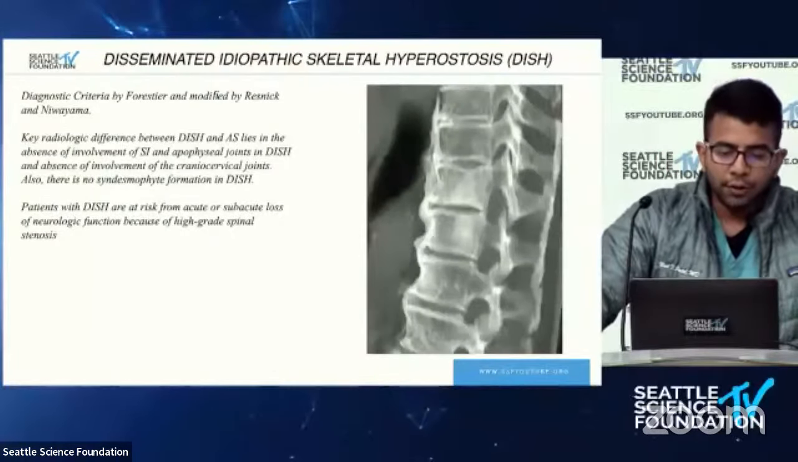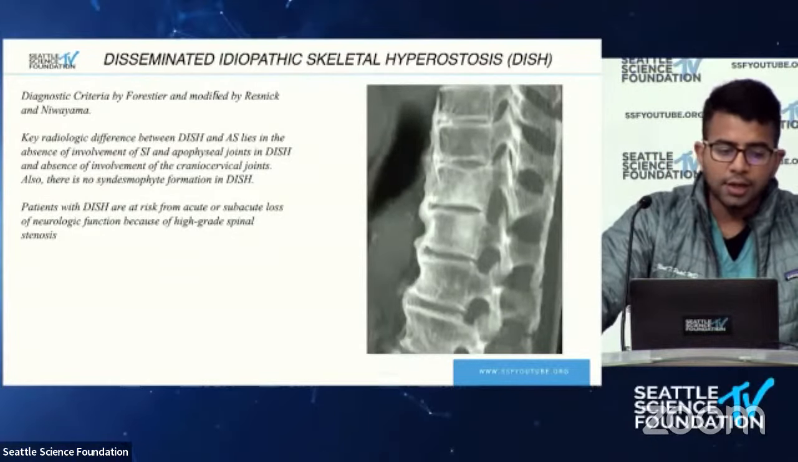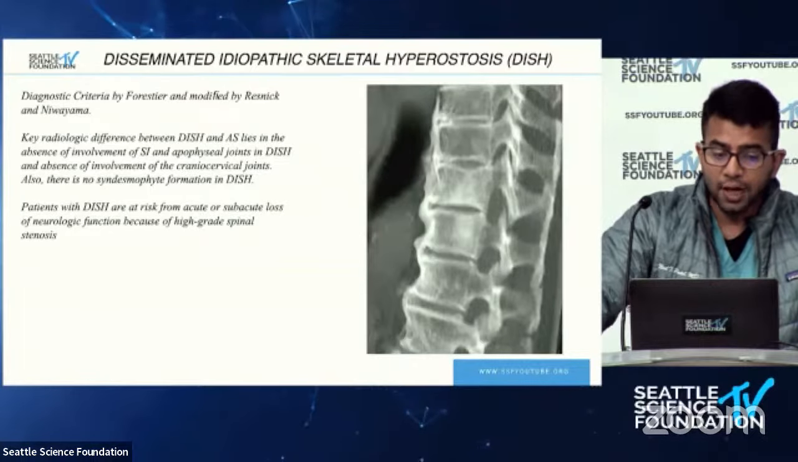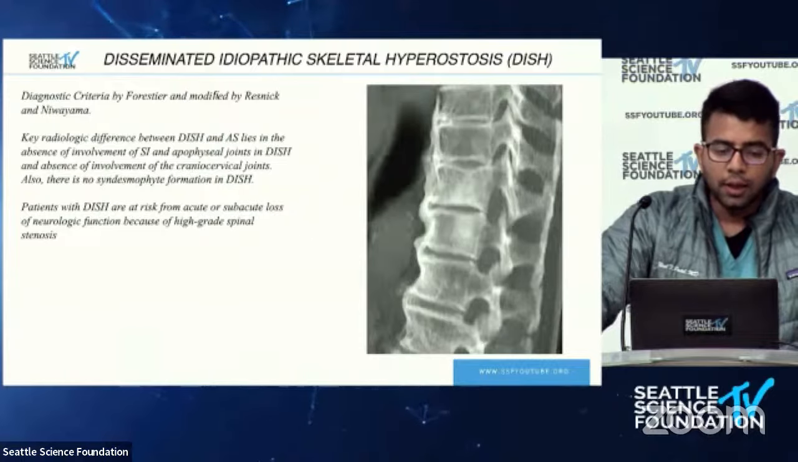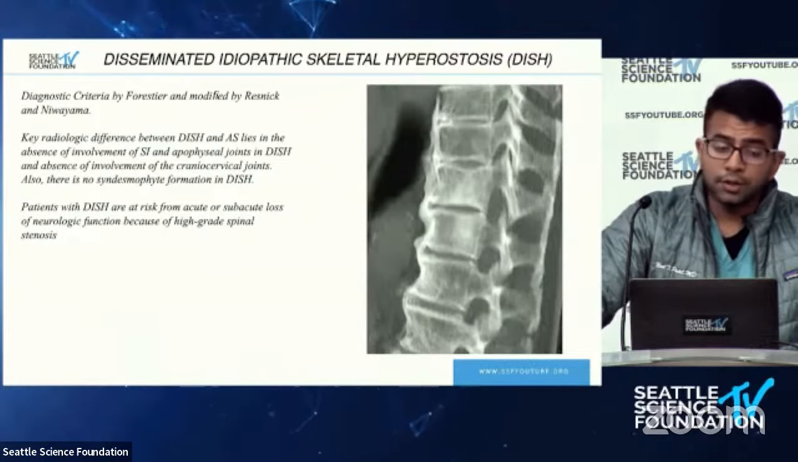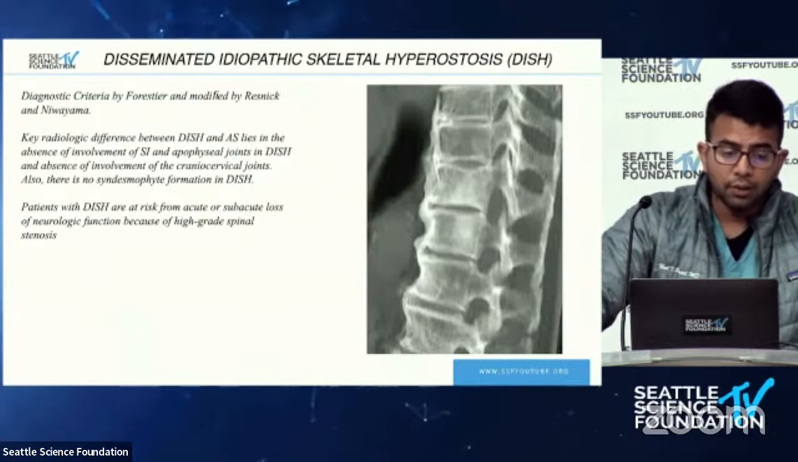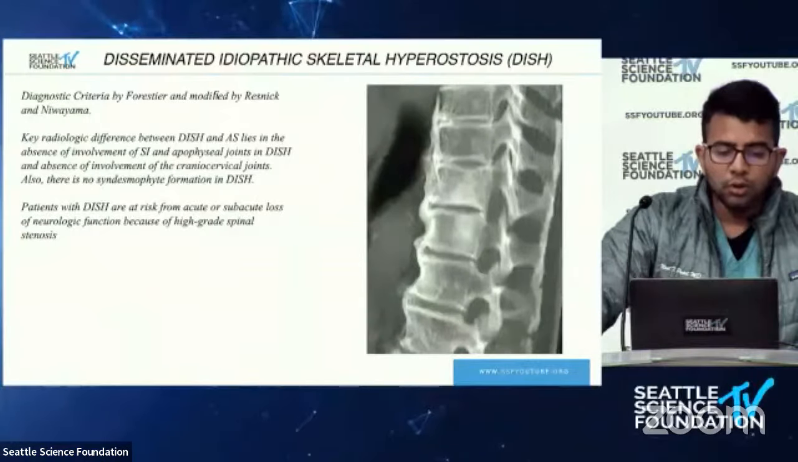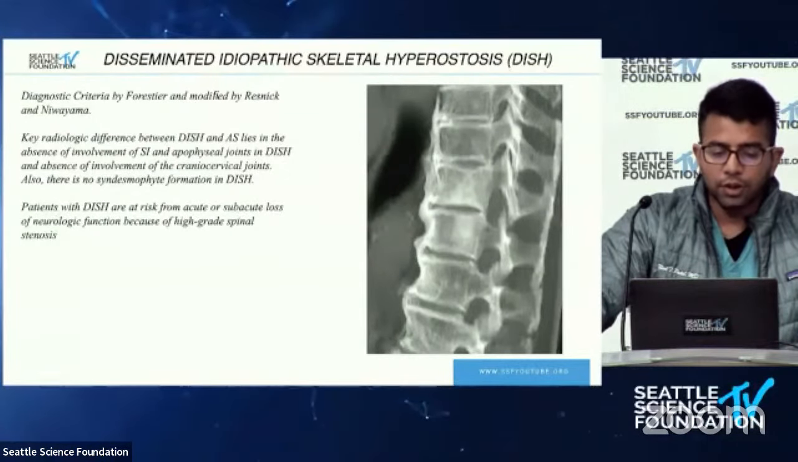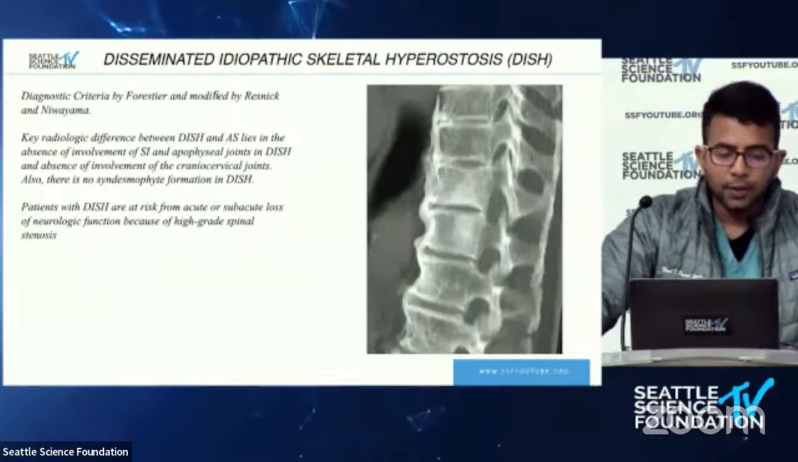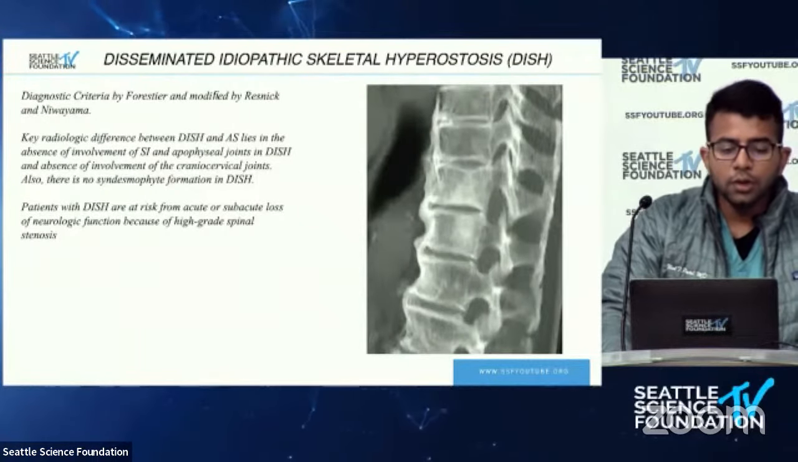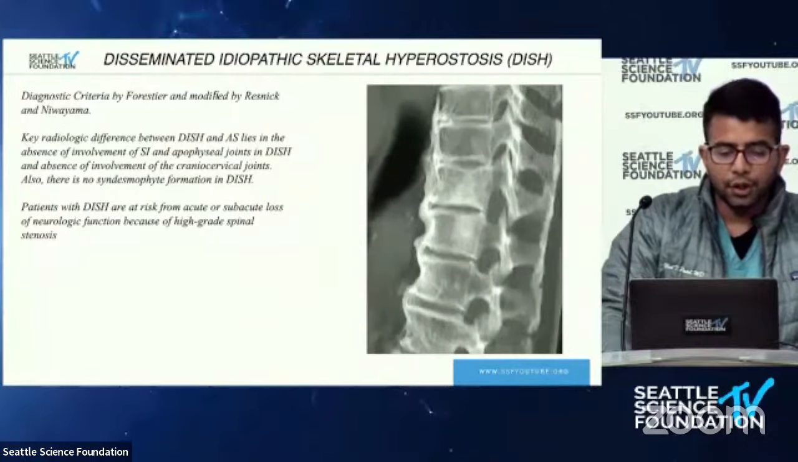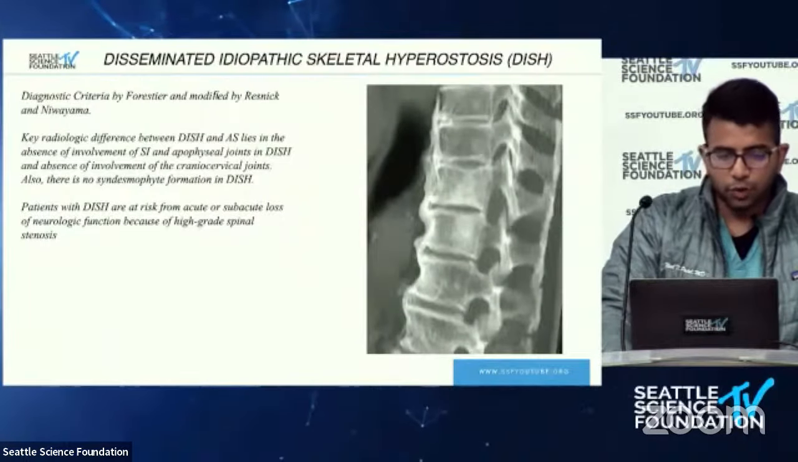The key radiographic difference between DISH and AS is the absence of involvement of the SI joint and apophyseal joints in DISH. AS actually starts with the SI joint sometimes and can go up or down, and there is also no syndesmophyte formation in DISH. And then patients with DISH are at risk of acute or subacute neurologic function deterioration, again, because of the high-grade spinal stenosis we talked about.